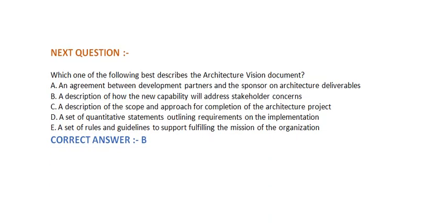Next question is, which one of the following best describes the architecture vision document? Option A, an agreement between development partners and the sponsor on architecture deliverables. Option B, a description of how the new capability will address stakeholder concerns. Option C, a description of the scope and approach for completion of the architecture project. Option D, a set of quantitative statements outlining requirements on the implementation. And option E, a set of rules and guidelines to support fulfilling the mission of the organization. And the correct answer is option B.